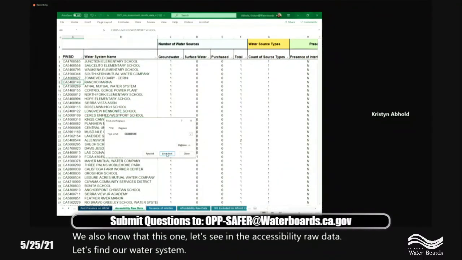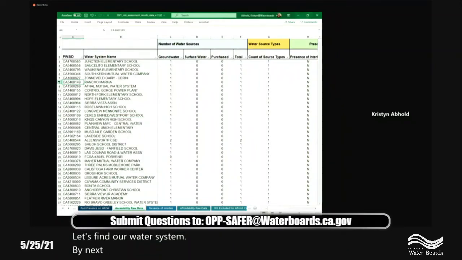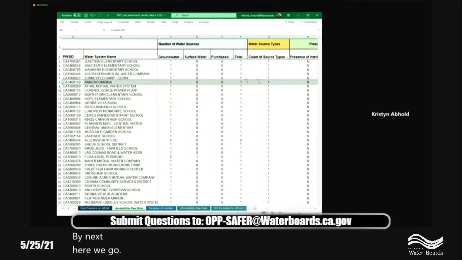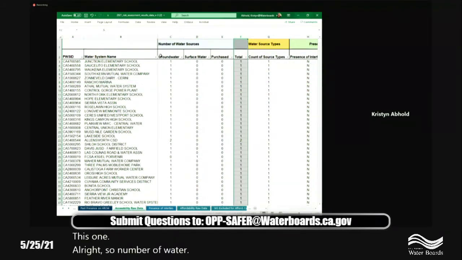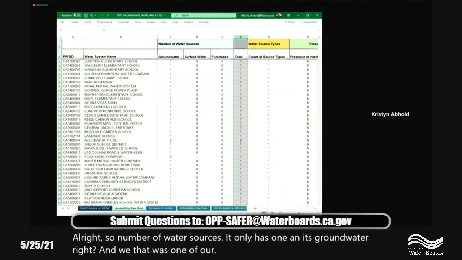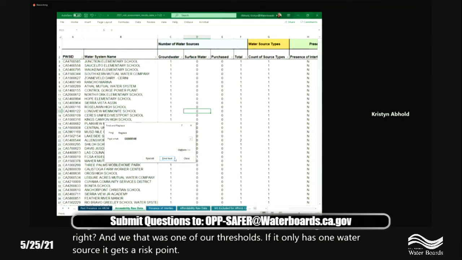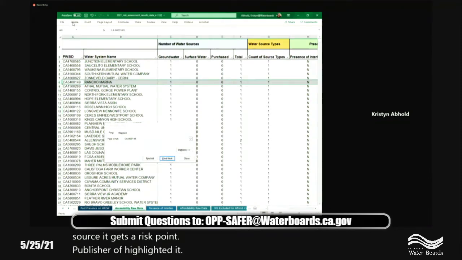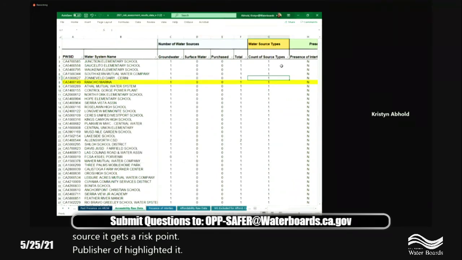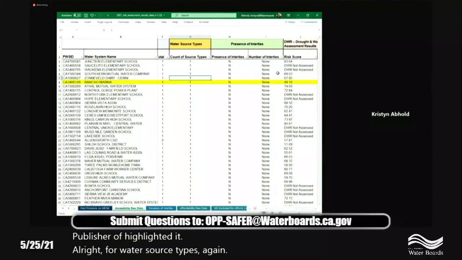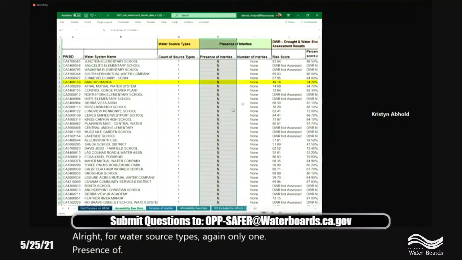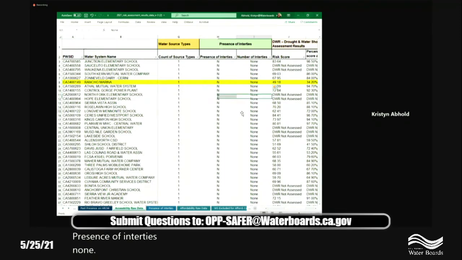Okay, we also know that in the accessibility raw data, let's find our water system. Find next. Here we go. This one. All right, so number of water sources, it only has one, and it's groundwater, right? And that was one of our thresholds. If it only has one water source, it gets a risk point. Probably should have highlighted it. All right, for water source types, again, only one. Presence of interties, none. No intertie.